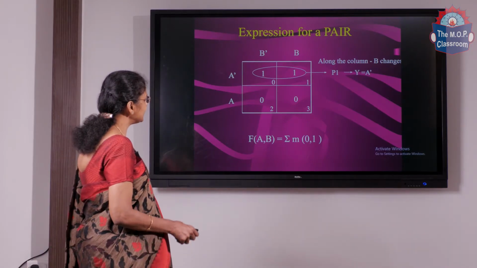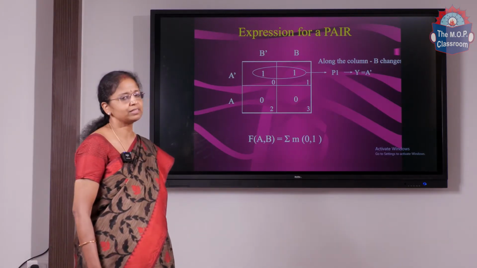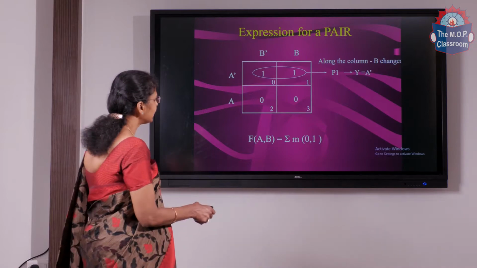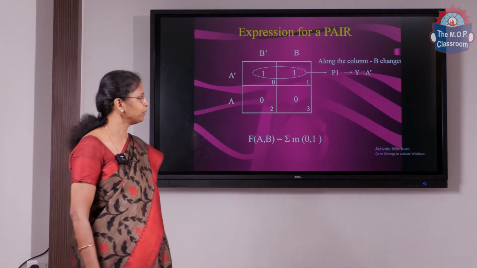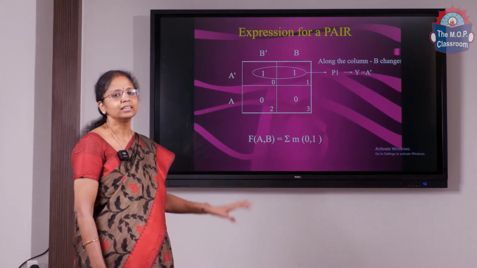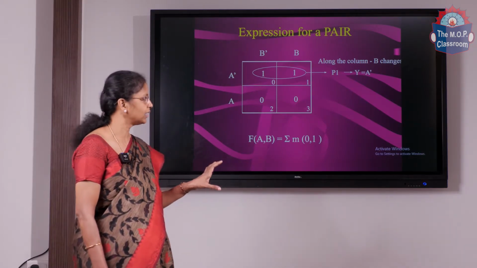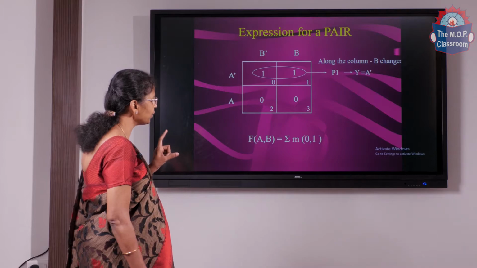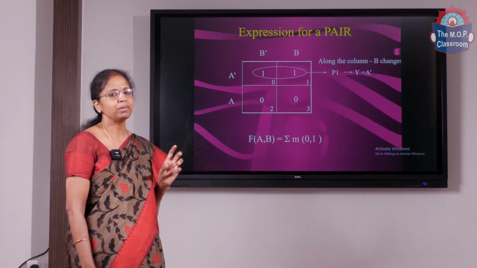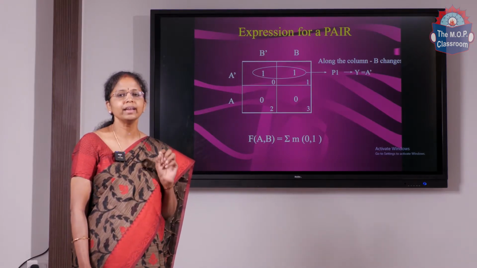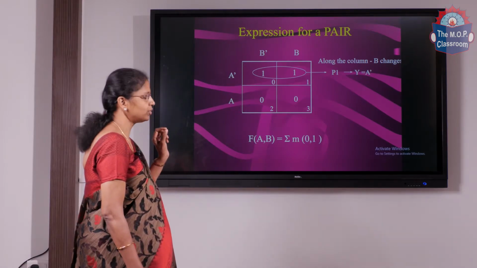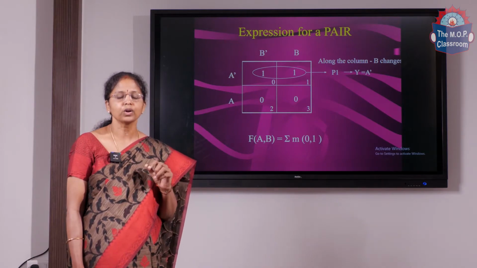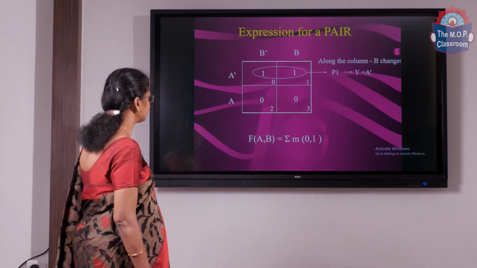So, finally, this pair is represented by A prime. So, we can easily say that the Boolean expression for this is given as y equal to A prime. So, we have been able to reduce one variable by dropping it. How do we drop it? Because we are able to form a pair or group the adjacent ones.